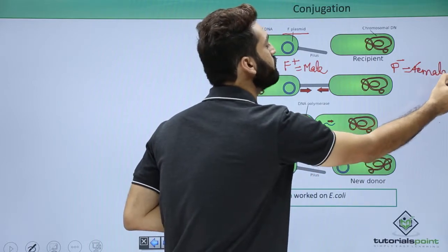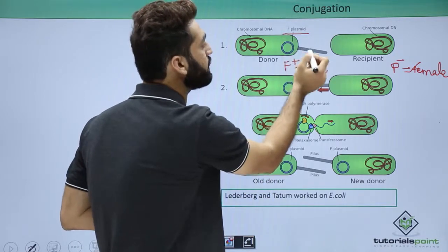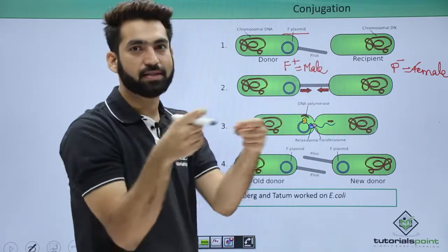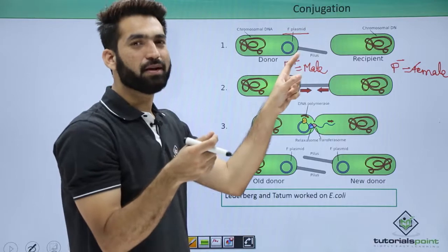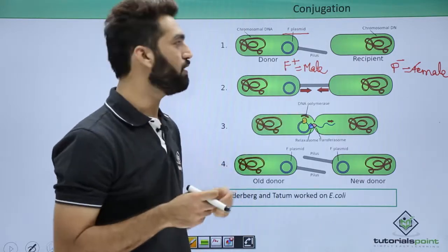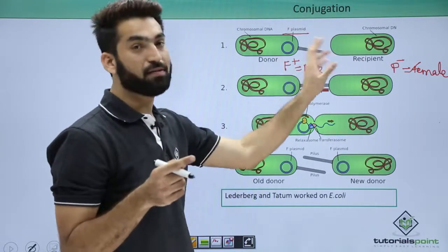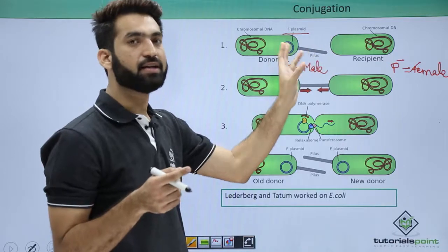Now what happens? Because the F factor forms the pilus. This F factor is forming the pilus. I've told you pilus is required. Pilus you must be knowing about. I've told you about pili. Pili is the plural form, pilus is the singular form. So pilus is formed, and I've told you that pilus helps in conjugation. So this is what I'm trying to tell you, how pilus is helping in conjugation.